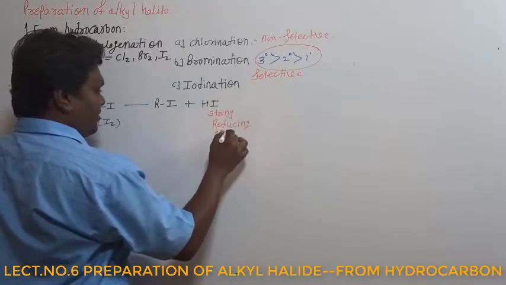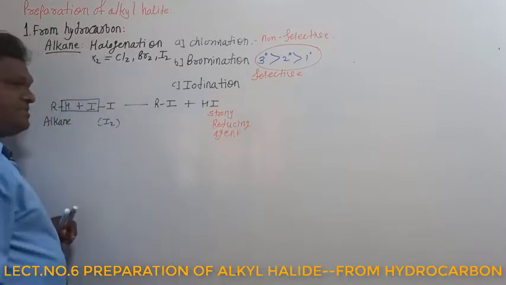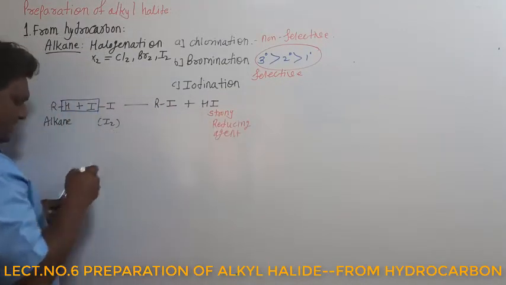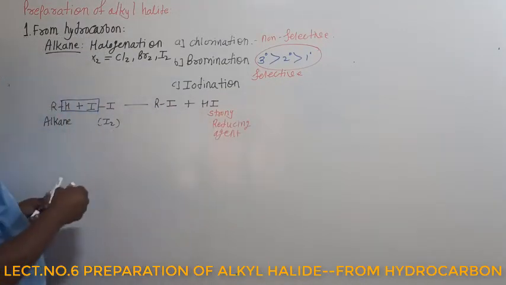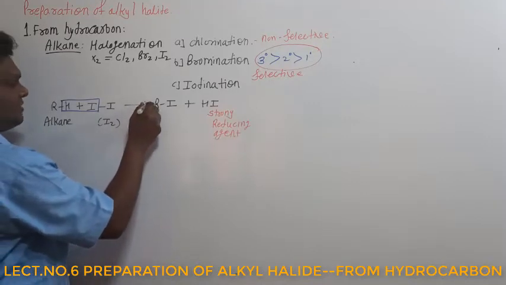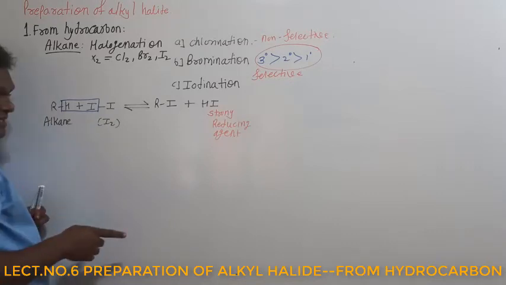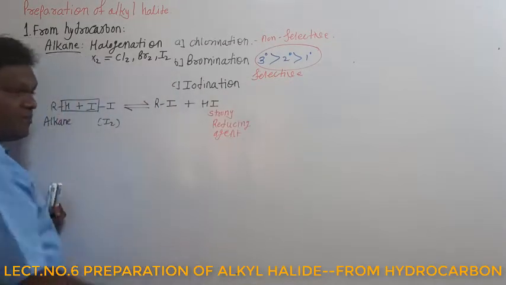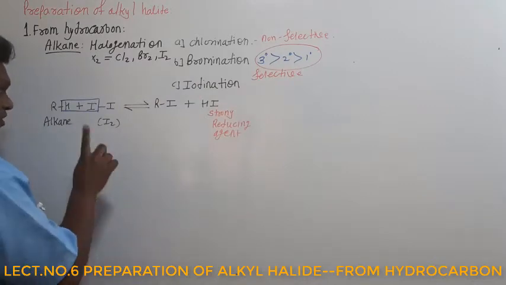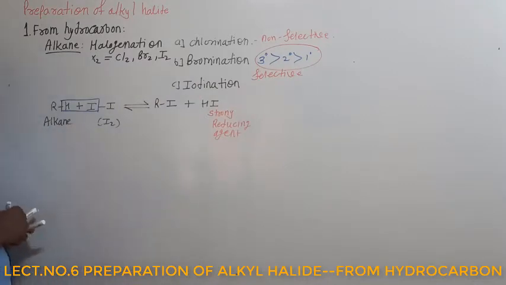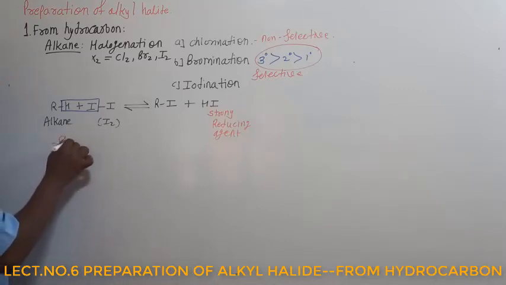If this is a strong reducing reagent, then this HI again combines with RI, that is alkyl iodide, and the reaction will be reversible in nature. Now if you want this reaction in the forward direction, then this strong reducing agent must be finished. So if you want to continue with this reaction using the same thing, then we have to add a strong oxidizing agent.